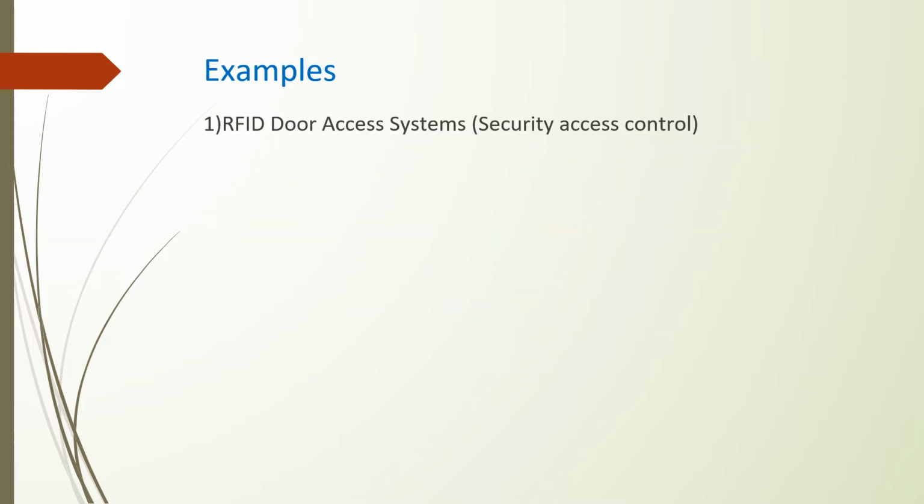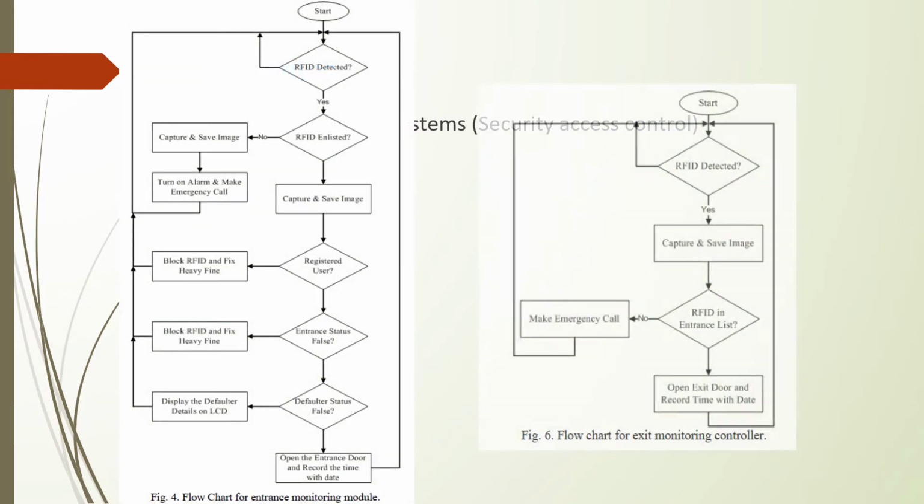Here, I'm going to give you examples of RFID based authentication systems. First, we have the RFID door access system, and that falls under the security access control category. Here is the proposed scheme, and I'm going to tell you briefly what it does.